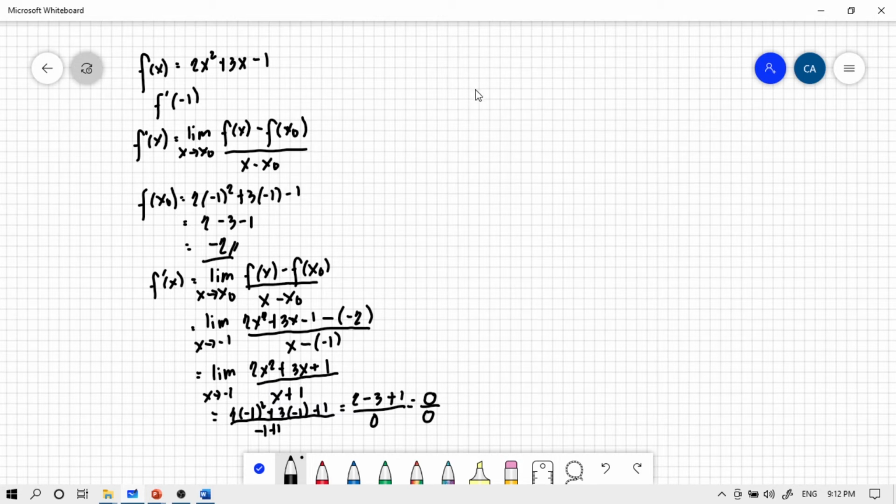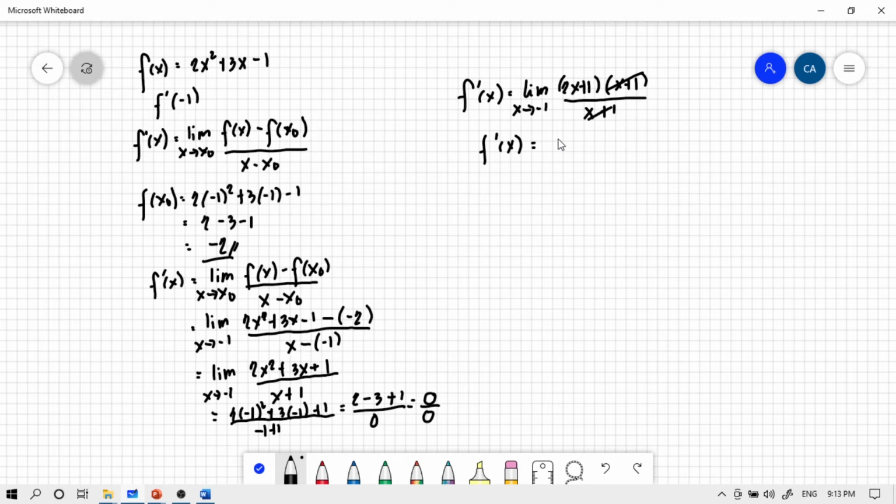So we have f prime of x equals the limit of, yung factor ng 2x squared plus 3x plus 1 is 2x plus 1 times x plus 1, divided by x plus 1 as x approaches negative 1. X plus 1 cancel.